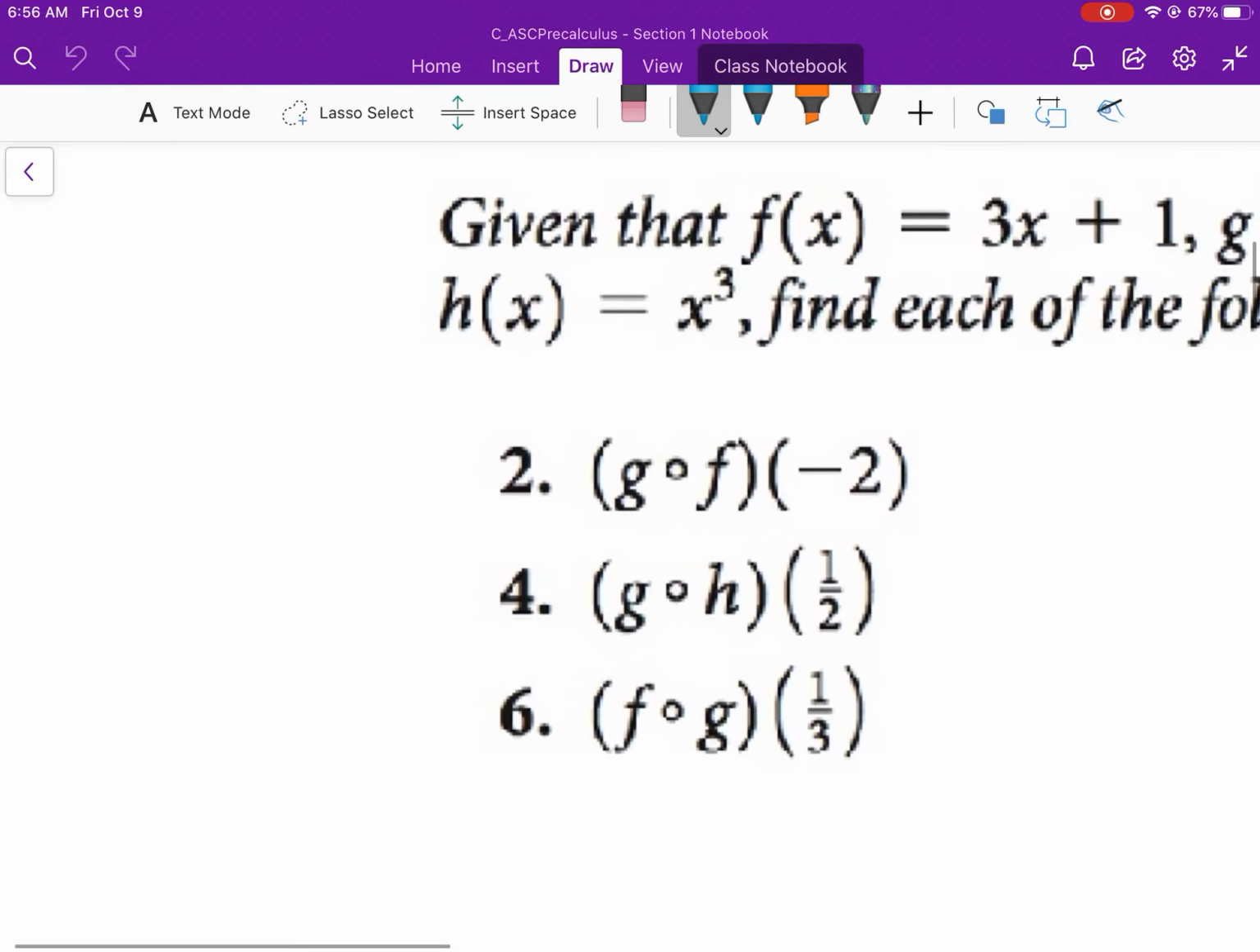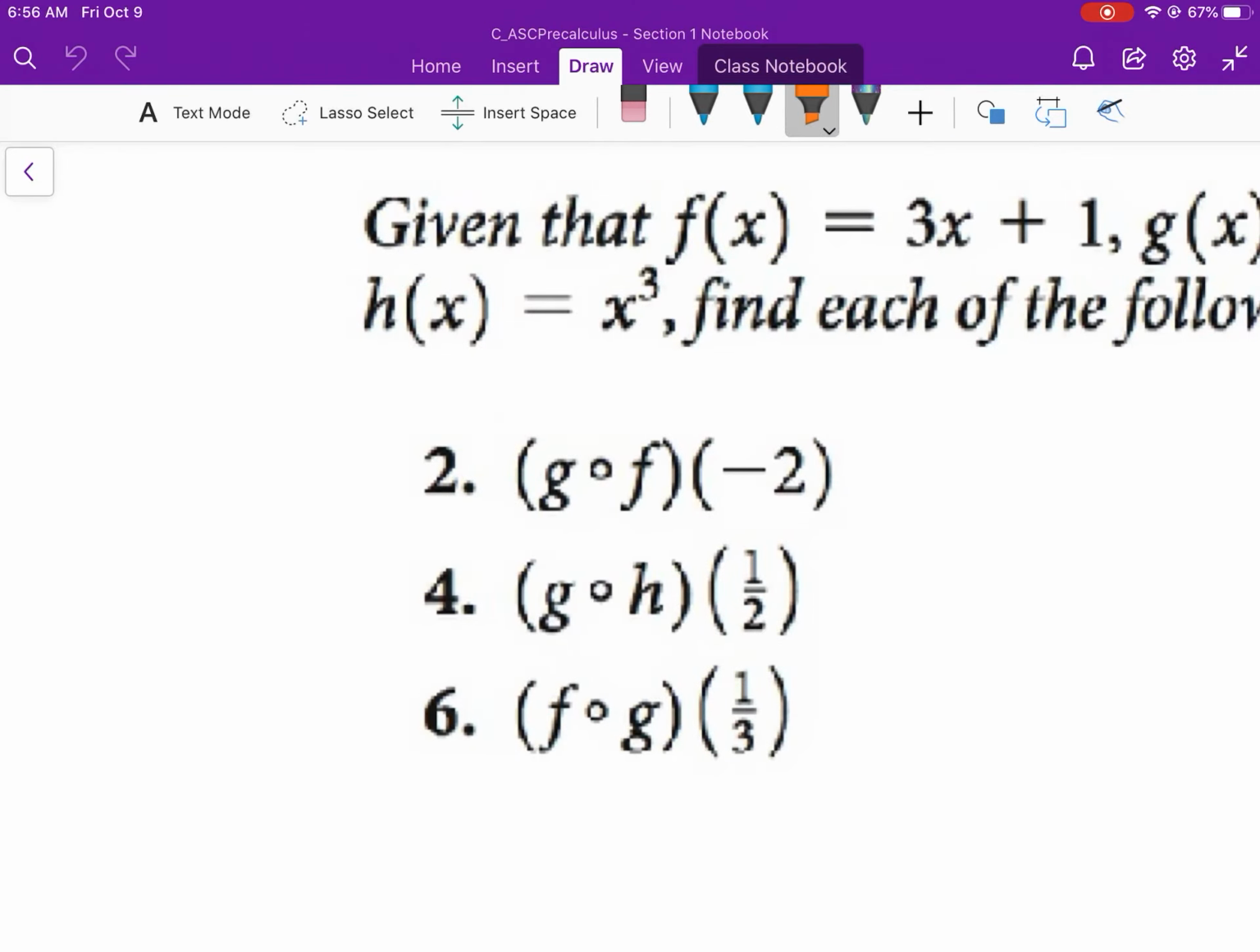And composition has this lovely small circle. What that really means is this is the same thing as g of f of negative 2. Sometimes I write it that way because it helps me. So I have to start on the inside of the parentheses. I'm going to find f of negative 2 first.